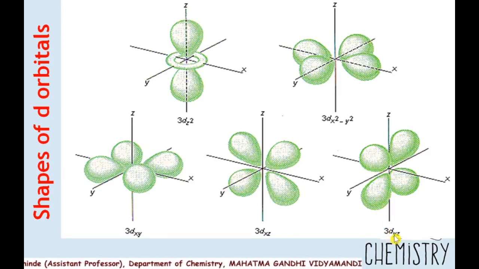In case of dyz orbital, lobes are lying in between y and z axis and these lobes are perpendicular to x axis. In case of dx square minus y square, lobes of d orbital are passing through x and y axis. In case of dz square orbital, lobes are passing through z axis. So as we have discussed, all the 5 d orbitals are not similar and d orbitals possess double dumbbell shape.